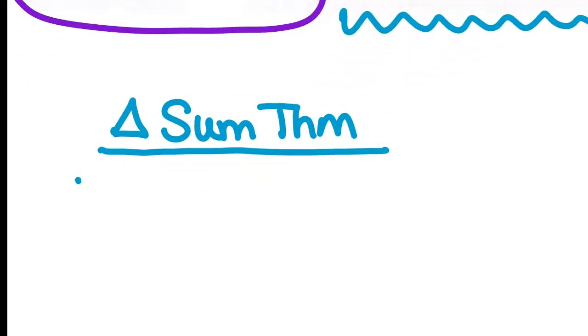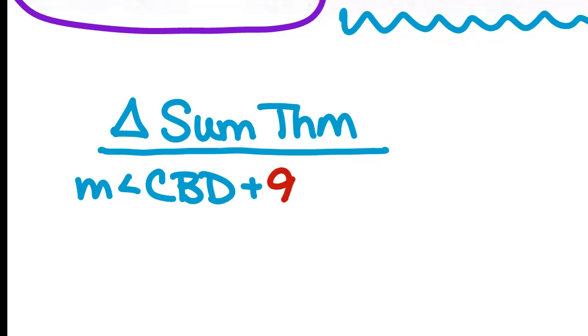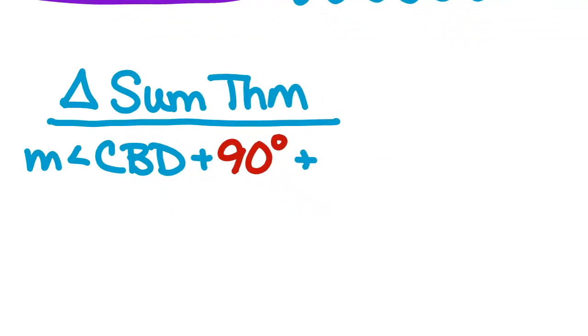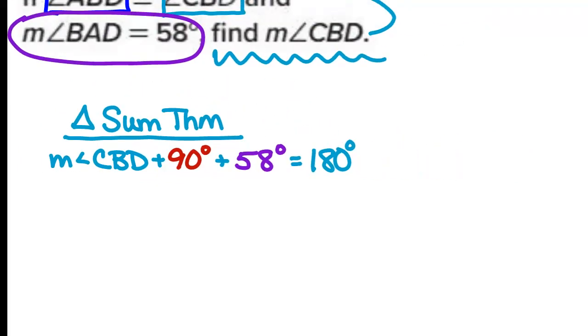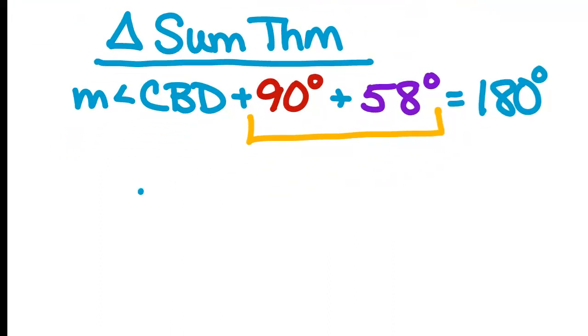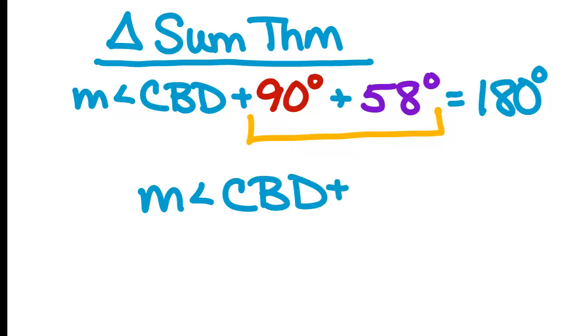That angle that we're looking for, the measurement of angle CBD, gets added to my 90-degree angle up at the top. It also gets added to my 58-degree angle that we know because of our third angles theorem. Those have to add up to 180, so I can combine my like terms together, 90 and 58. What is 90 plus 58? 148.